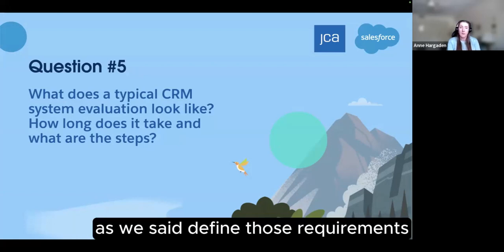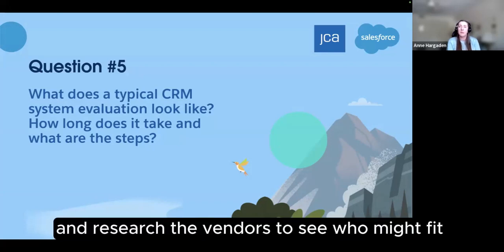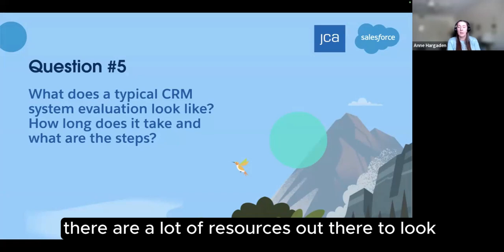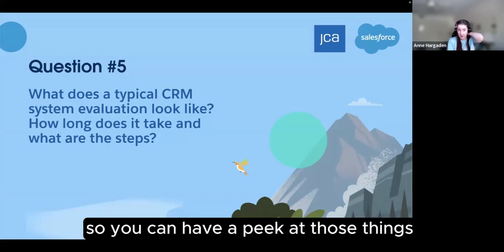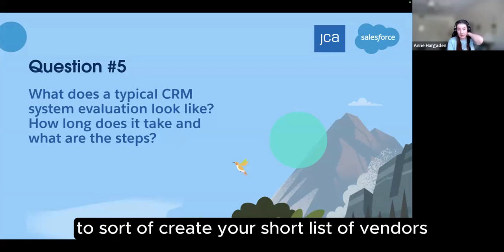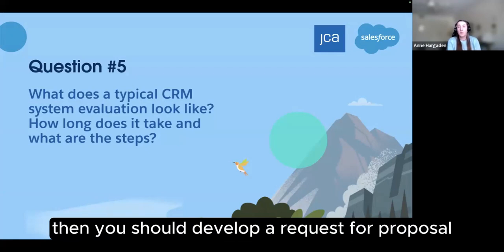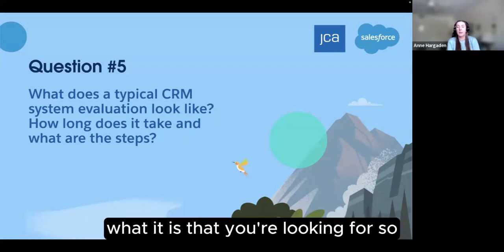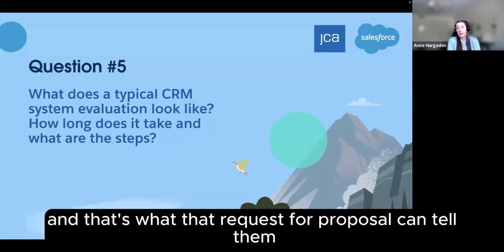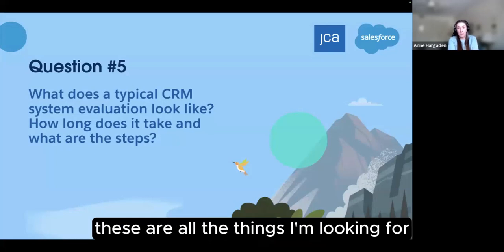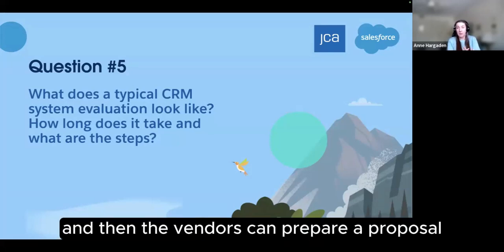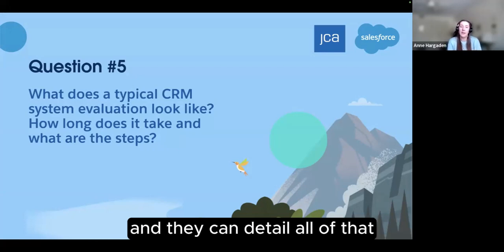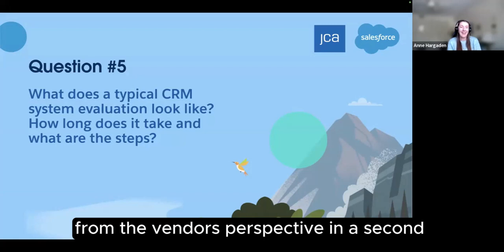As we've said, define those requirements, prioritize them, and research the vendors to see who might fit. Go online. There are a lot of resources out there to look and understand what different systems offer. So you can have a peek at those things to create your short list of vendors that you want to consider. Then you should develop a request for proposal or a request for information and send it to those vendors that you're interested in. The vendors need to understand what it is that you're looking for, and that's what that request for proposal can tell them. So it's essentially you asking them, hey, these are all the things I'm looking for. Can you do it? And then the vendors can prepare a proposal or response to you to say, yes, we can do 95% of these things, or we can only do 75% of these things. And they can detail all of that. I'm sure Mike can talk about that from the vendor's perspective in a second.